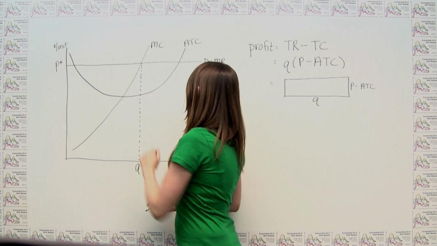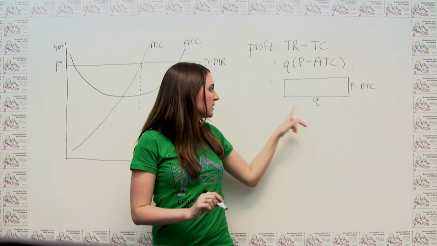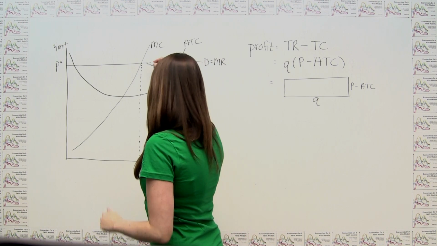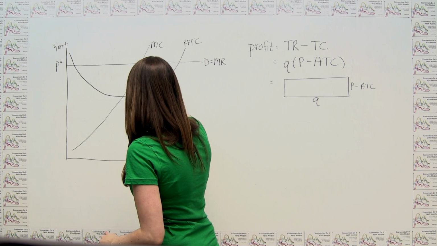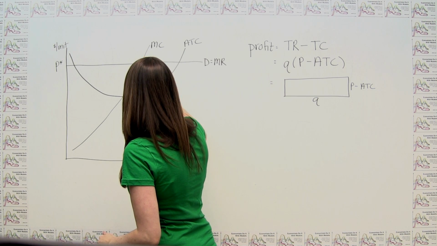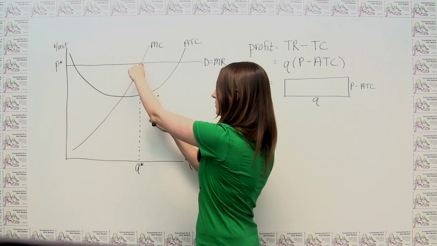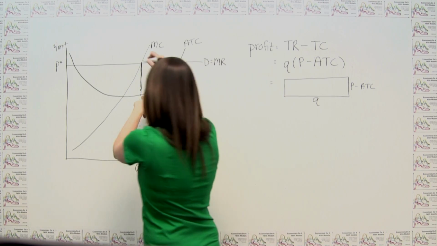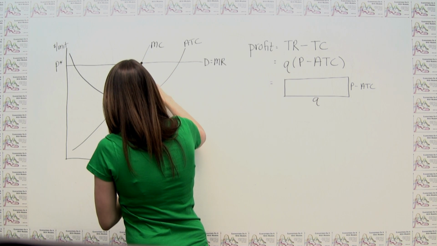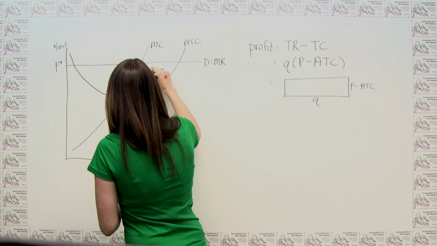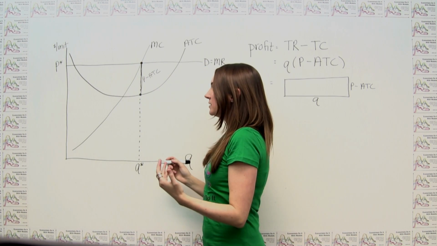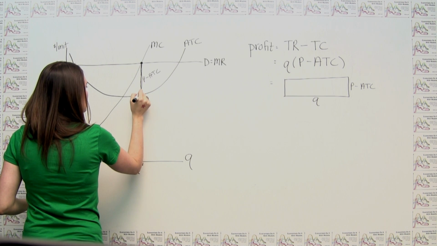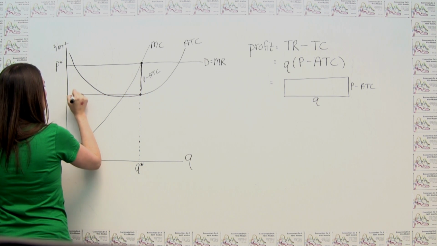And we can see that we can actually find this rectangle that we were talking about. We can draw a rectangle such that the height is just price minus average total cost, which is this guy here, just the difference between price and average total cost at the quantity that we're producing. We can connect these two dots and get price minus average total cost. And now we can continue making a rectangle by extending this to the left. We get something that looks like this.